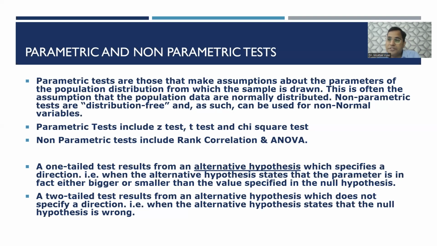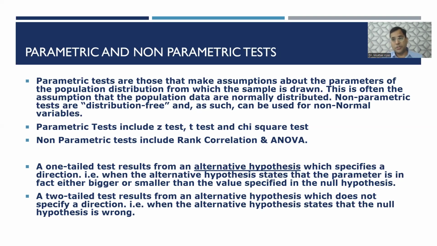Non-parametric tests are distribution-free tests. They can be used for non-normal variables. They do not follow any normal bell-shaped curve. They do not follow any normal distribution curve. Parametric tests include z-test, t-test, and chi-square test, which we will study today. Non-parametric tests include rank correlation and ANOVA. ANOVA stands for analysis of variance.